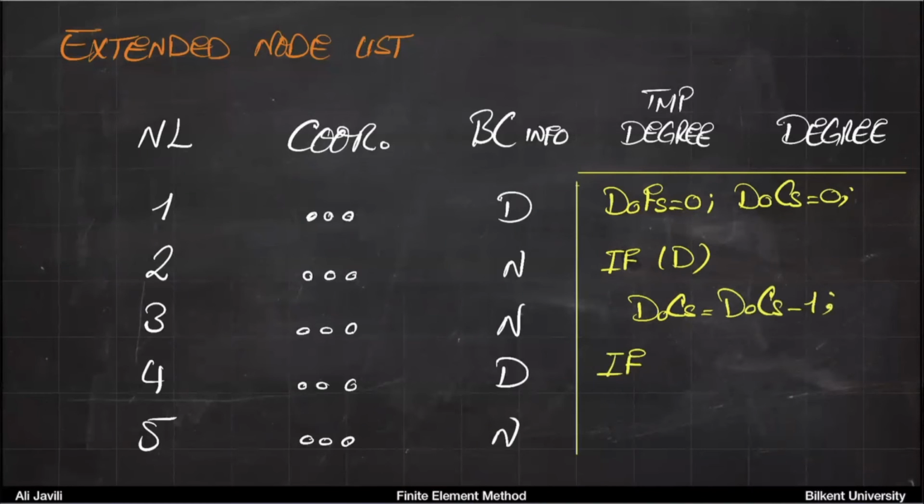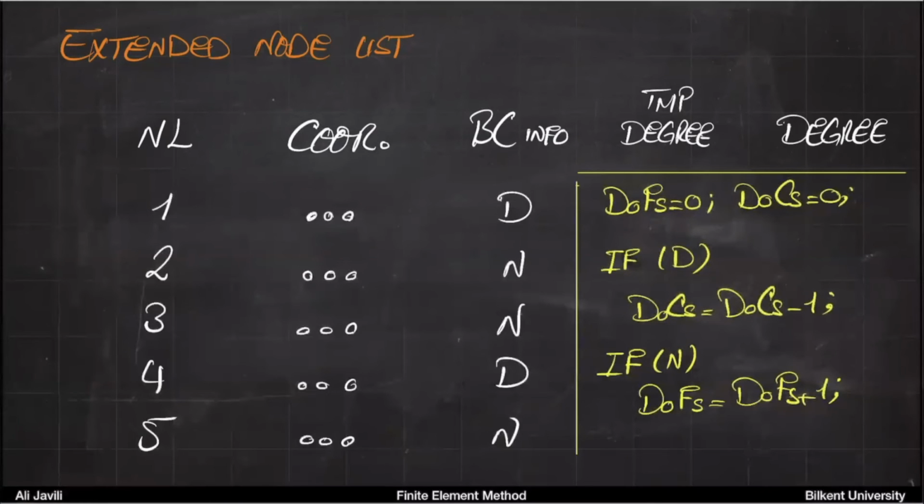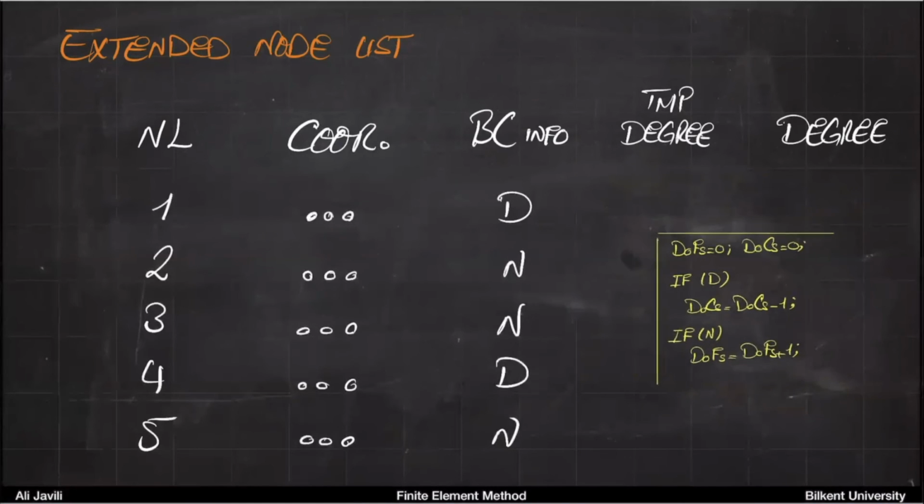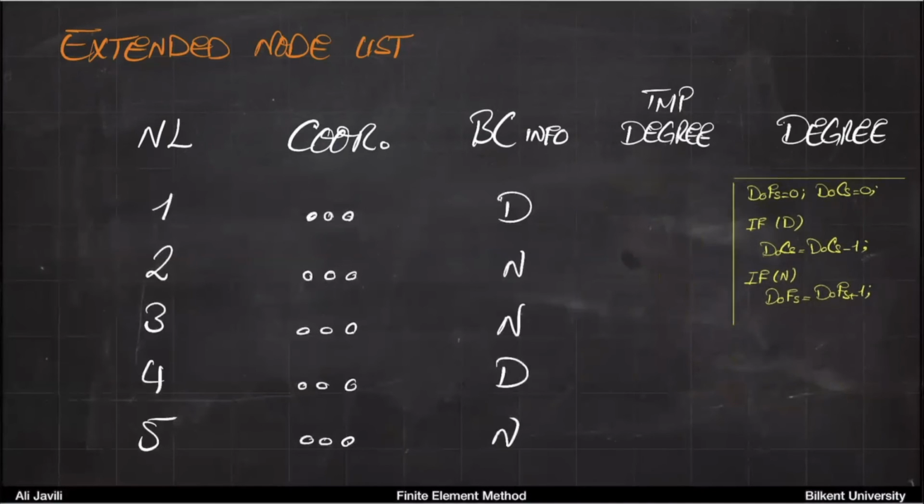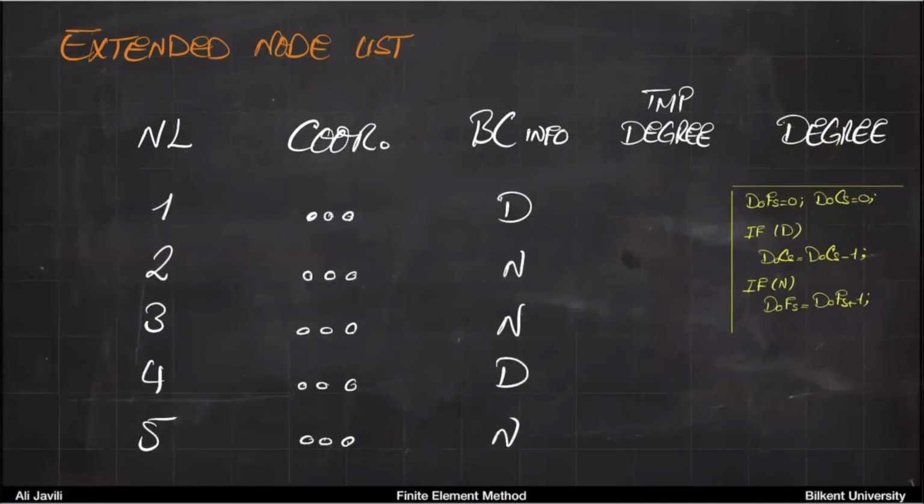And then if it is Neumann, then that DOF is just DOF plus 1. Okay, that's pretty much it. This is exactly how you are going to program this. Okay, and now I again keep this on the side. So this is like a little algorithm that you can just use to assign the temporary degrees. So let's put it on the side, and then we do this temporary degree together right now.